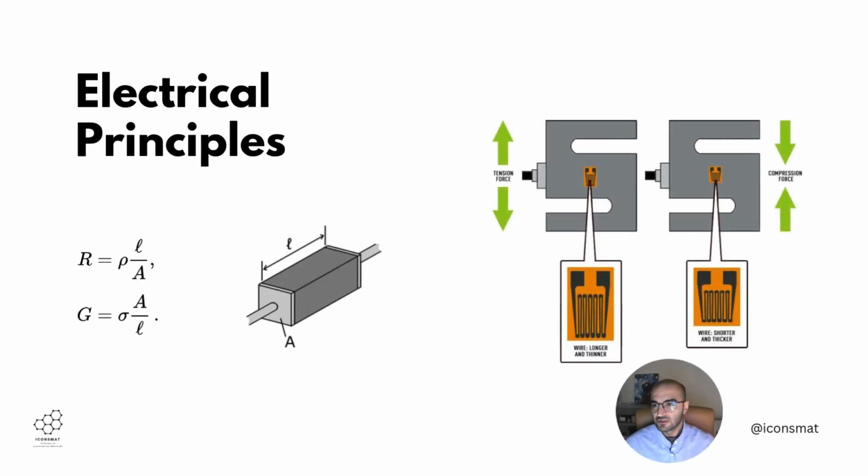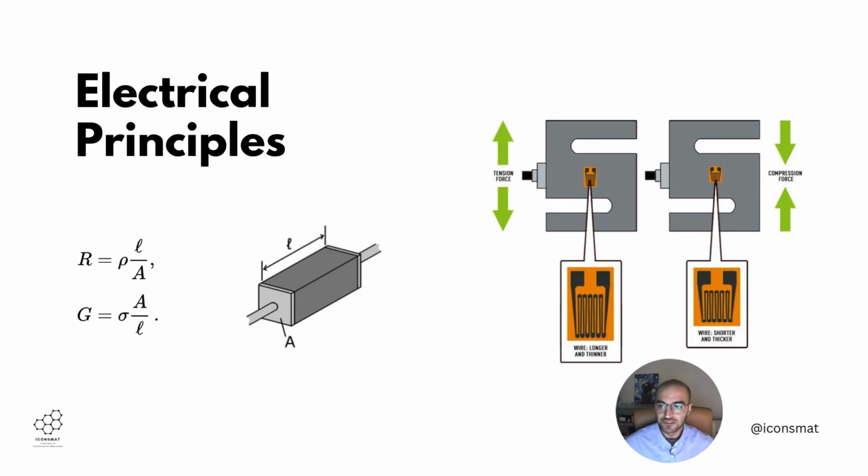Now let's dive into the electrical principles behind the strain gauge. In technical terms, a strain gauge is composed of a long conductive material with a certain resistance. It can easily deform to adapt to external forces and deformations. But how can we read the deformation and convert it into electrical signals? The answer lies in the formulation of electrical resistance.